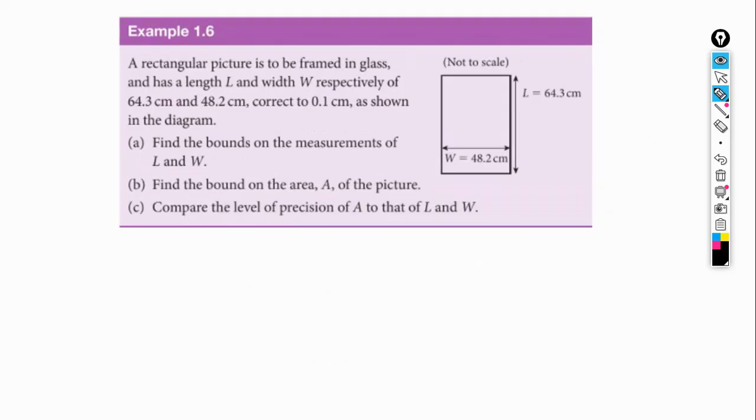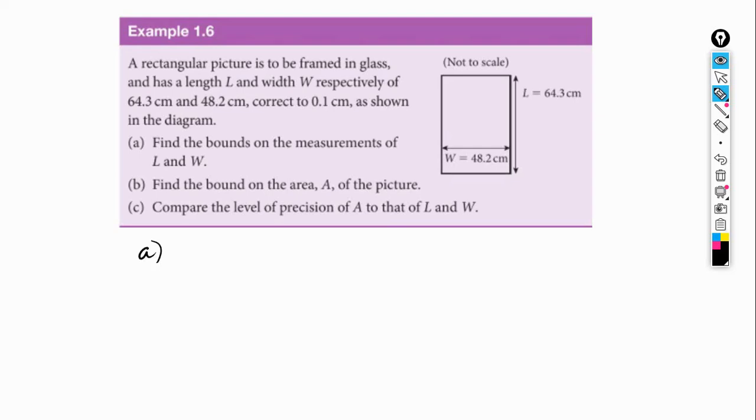All right, so next we will work with example 1.6, and it says a rectangular picture is to be framed in glass and has a length L and width W, respectively, of 64.3 centimeters and 48.2 centimeters, correct to 0.1 centimeters as shown in the diagram. A, find the bounds on the measurements of L and W. Okay, so let's start with A.